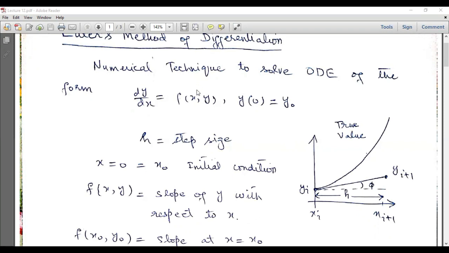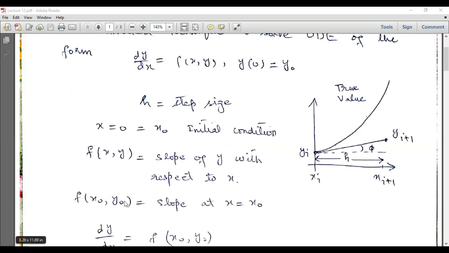So it means that f of x, y is basically the slope of y with respect to x, because f of x, y is equal to dy by dx. And f of x naught, y naught is equal to the slope at x equal to x naught. Y naught and x naught are the initial conditions. Y naught is the initial condition of y, and x equal to x naught is the initial condition of x.